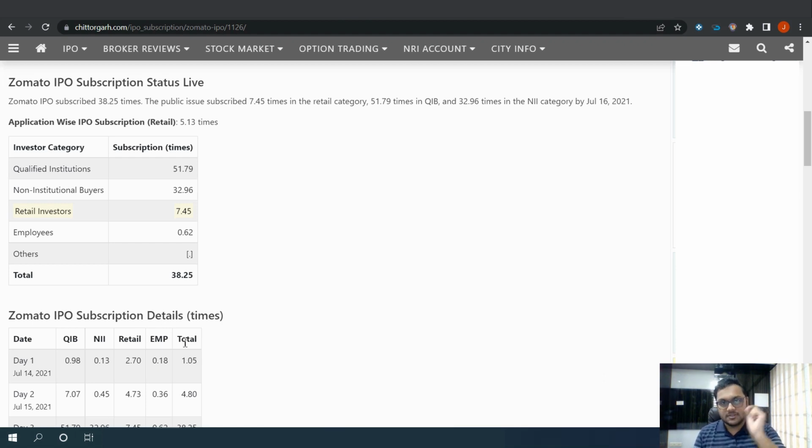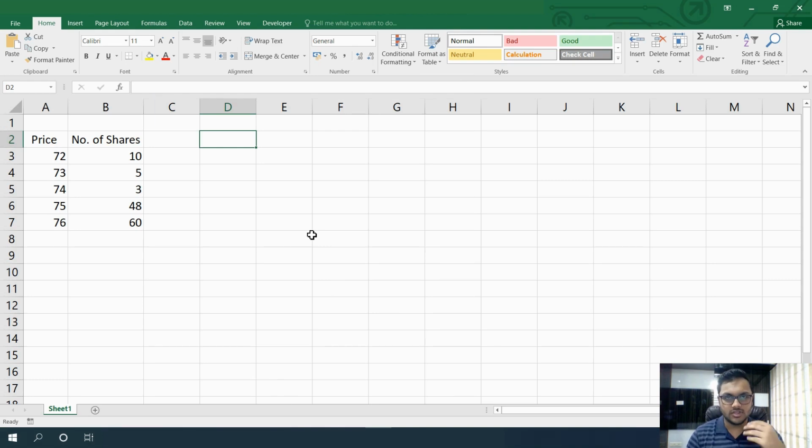Now how this price was decided is the main answer to this video, that is why we need to bid for the higher price. So let's go to the Excel sheet and understand how that price is decided. In this case, we are taking a simple example that the company had offered only 100 shares. So here you can see for the price of 72, the total number of shares bid by the people is 10. Someone must have bought 2 shares, someone must have bought 3 shares, and the total number of shares which people bid for at the price of 72 was 10 shares. Similarly for 73, this much, for 74, 75 and 76.